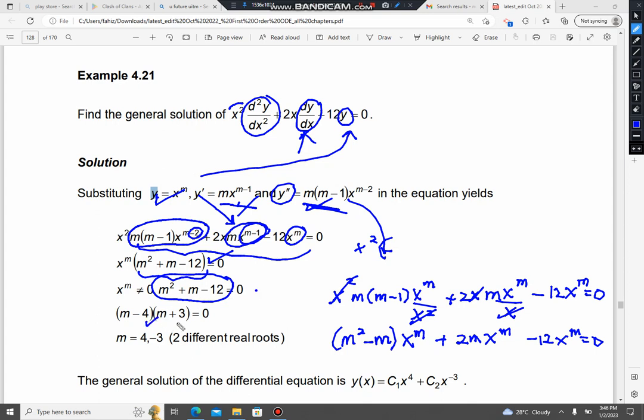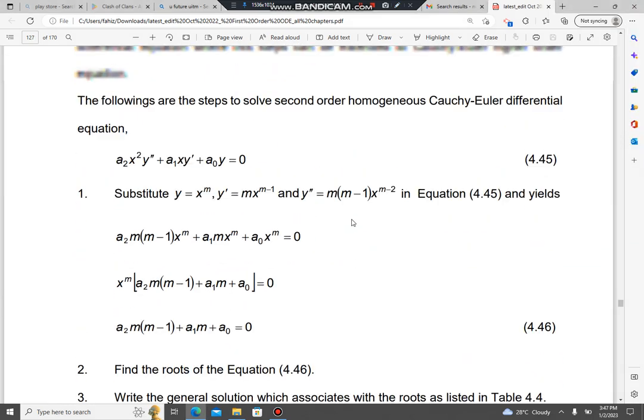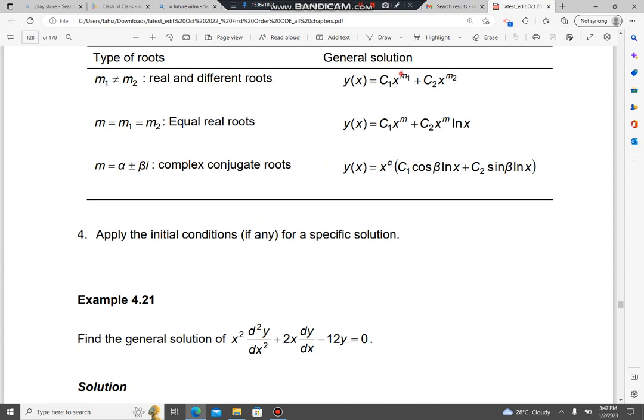So you get the values of m, which are m equals 4 and m equals negative 3. So this one, we have two different real roots. Okay, when there are two different real roots, the general solution of the differential equation is this one, which is fixed. Okay, y is C1 x^4 plus C2 x^(-3), because m1 is 4 and m2 is negative 3. So the form we need to refer to the table I showed earlier, this one, the table above. So that's why, because of real and different roots, you get m1 and m2. So we will use C1 x^m1 plus C2 x^m2.